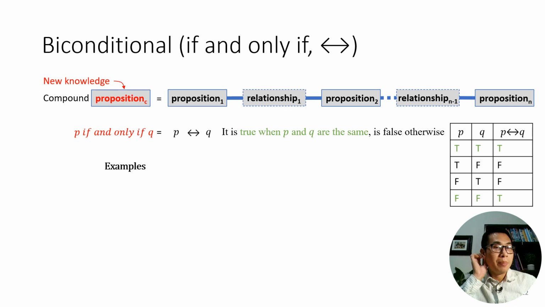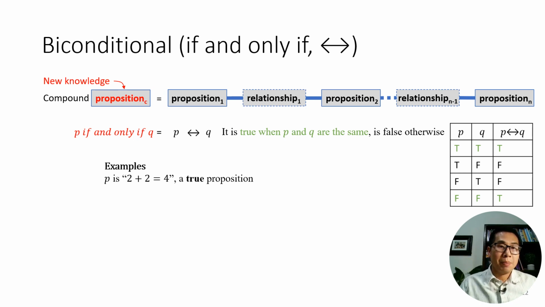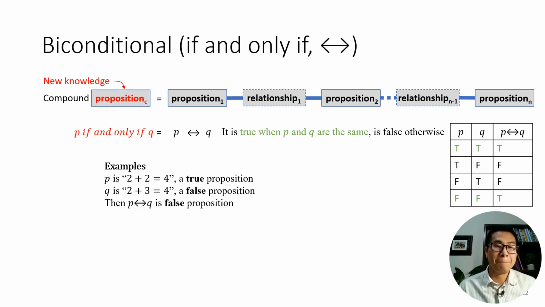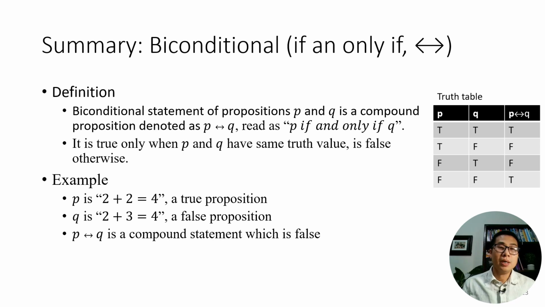The example will be P is 2 plus 2 equal to 4, then it's a true proposition. Then Q is 2 plus 3, a false proposition. Then P if and only if Q is a false proposition, because they're not the same. So this is the summary of the biconditional if and only if.